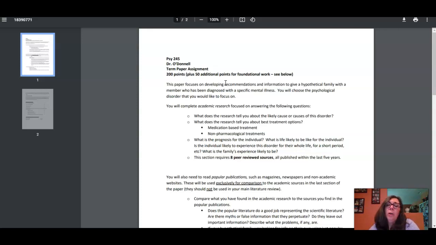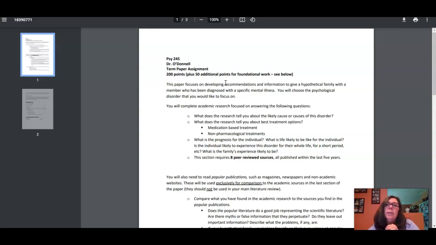You're going to be finding peer-reviewed articles that help you answer a set of 3 questions. So your first question is finding out what the research says on the likely cause or causes of the disorder that you've picked. Some of those might be environmental causes, some of those might be biological causes. You want to try to answer that question as robustly as possible. So you don't want to only focus on one cause if you know, in fact, that there are several different causes that might contribute to this disorder. And so you want to try to cover as much of the answer as you can.